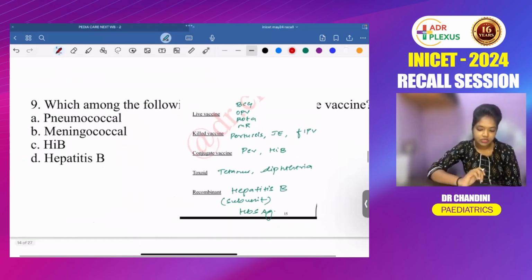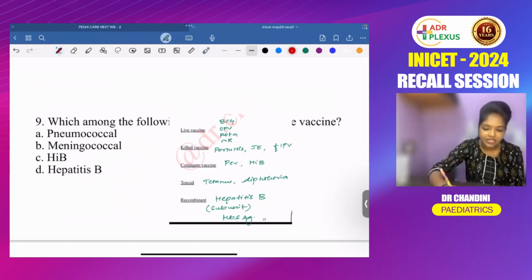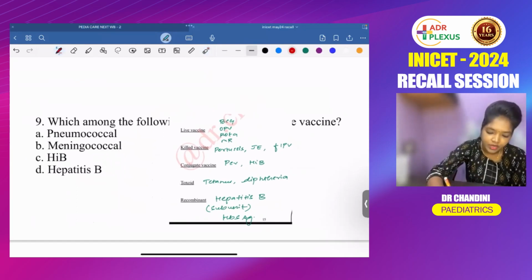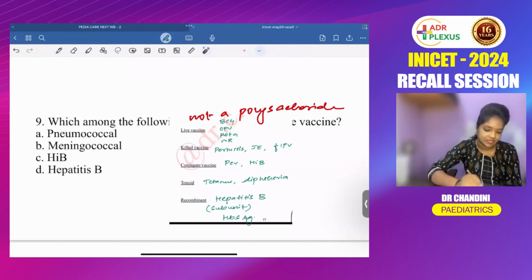Going to the next question. So the next question is, which of the following vaccines is not a polysaccharide vaccine? This is also discussed in class. The options that were given are pneumococcal, meningococcal, H influenzae B, and hepatitis B.